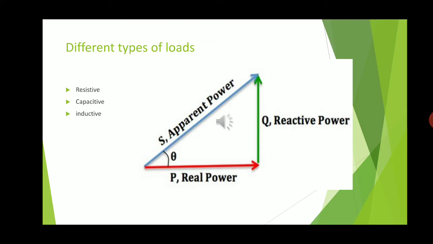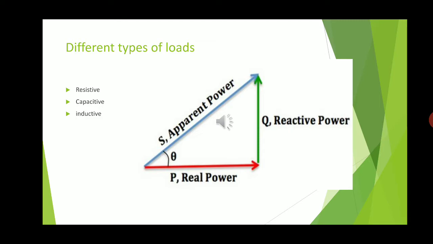Inductive is opposite of capacitive. Opposite of capacitive means that the current phasor is lagging the voltage phasor by some angle. If it is pure, it will be 90 degrees. And the power factor is said to be lagging. Why is it lagging? Because the current phasor is lagging the voltage phasor by some angle. So here you have got three different types of loads: resistive, capacitive, and inductive.